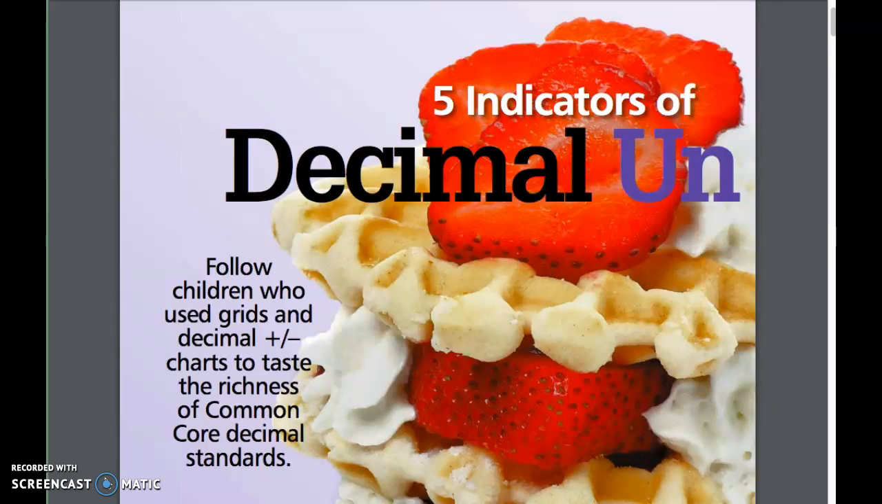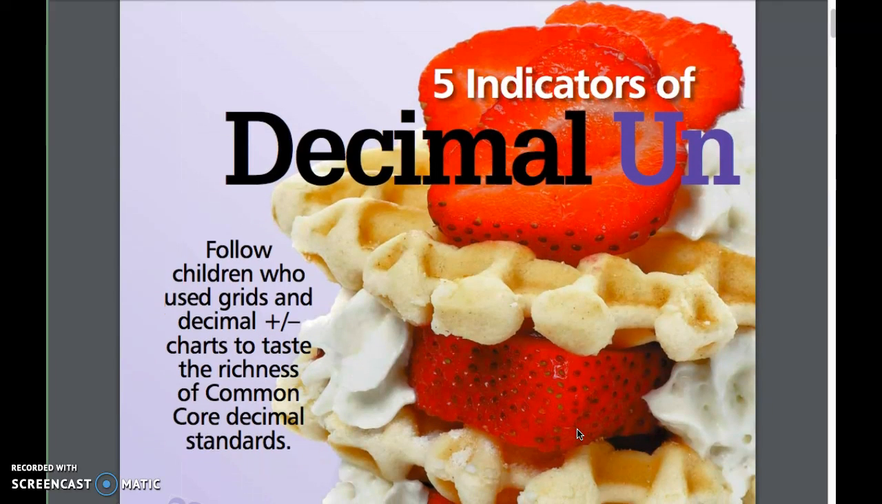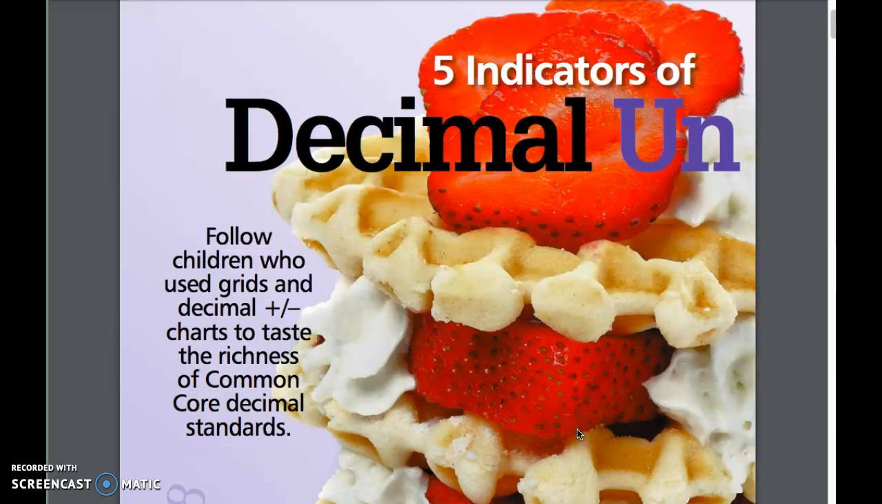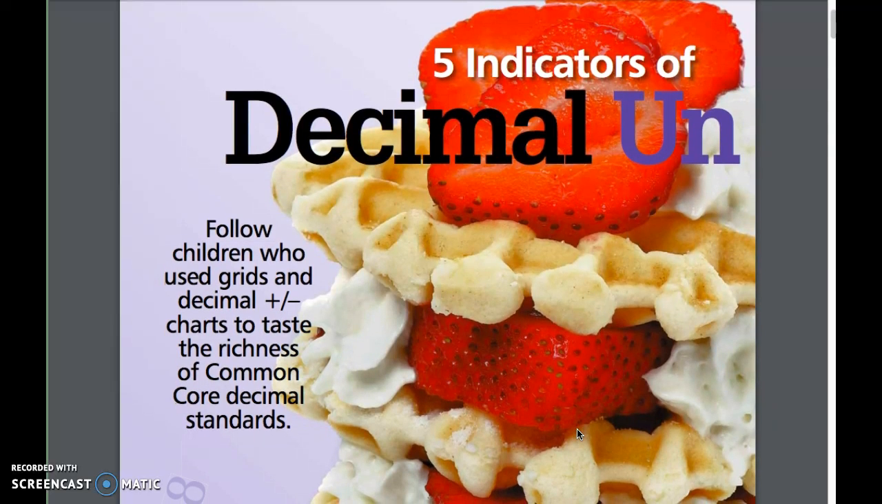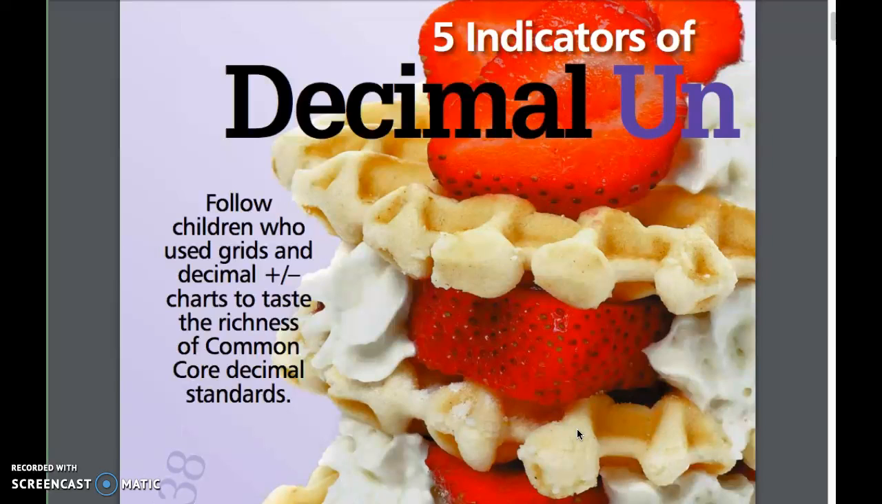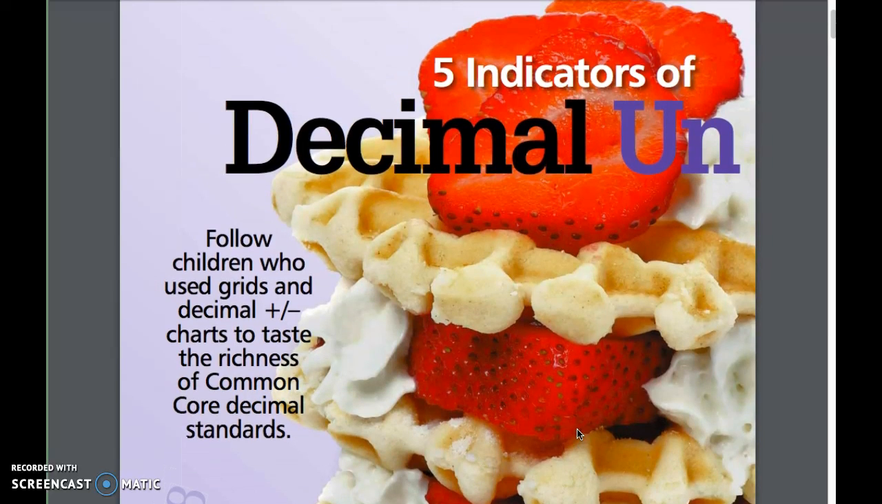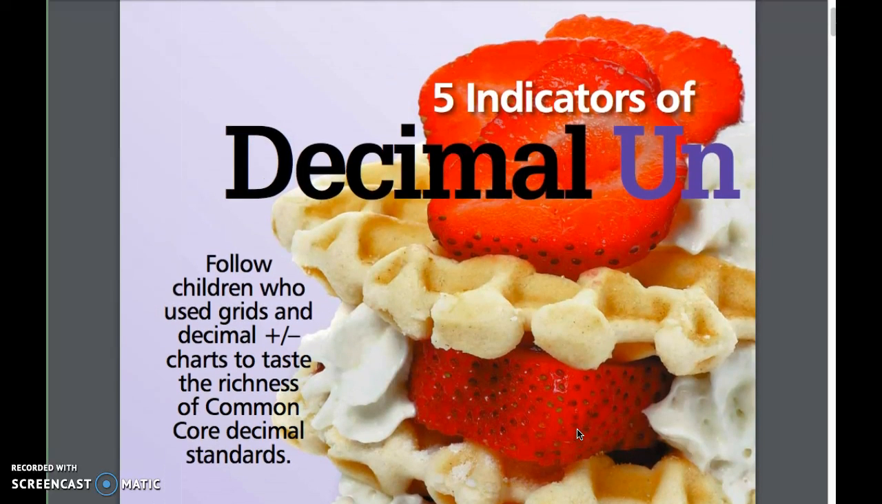This week I read 5 Indicators of Decimal Understanding, which was published in October of 2015. And I picked this article based on my focus grade levels, which are around 4, 5, and 6, as well as my focus topic of fractions, decimals, and percent. So much of what students know of fractions and percent comes from their foundational understanding of decimals. So I thought this would be a great article to segue and support all 3 of those focus areas.